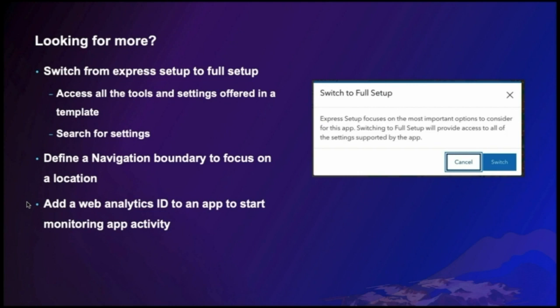One of the more recent settings that was added to most Instant App templates is the navigation boundary. The navigation boundary allows for app authors to create an area of interest that will be focused on in the map. We can take a look at using Web Analytics as well. Web Analytics is a tool that app authors can use to capture app activity, like page views or how many app viewers are using mobile devices. Finally, after looking into those options, we will explore Full Setup in the nearby Instant App template.